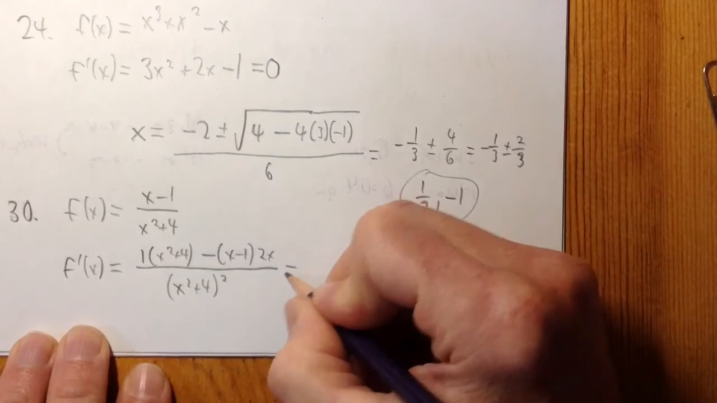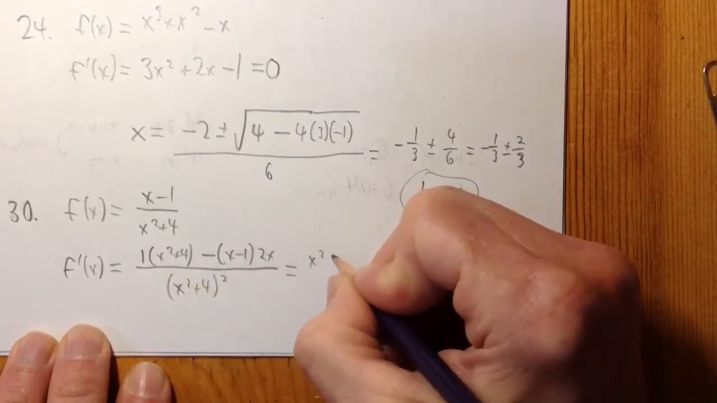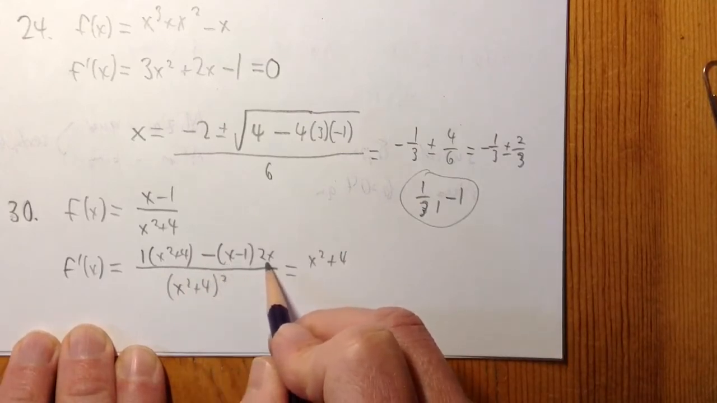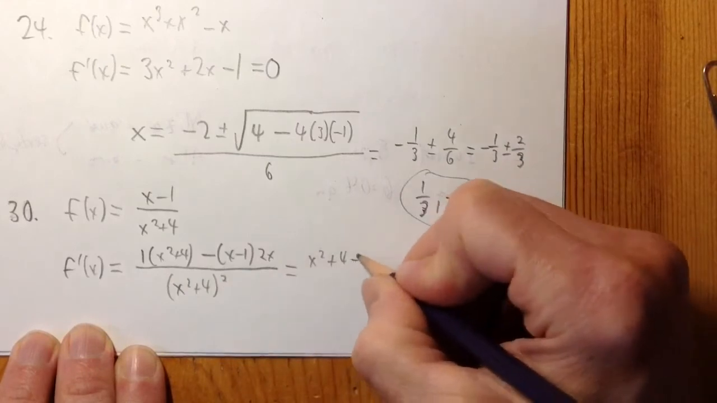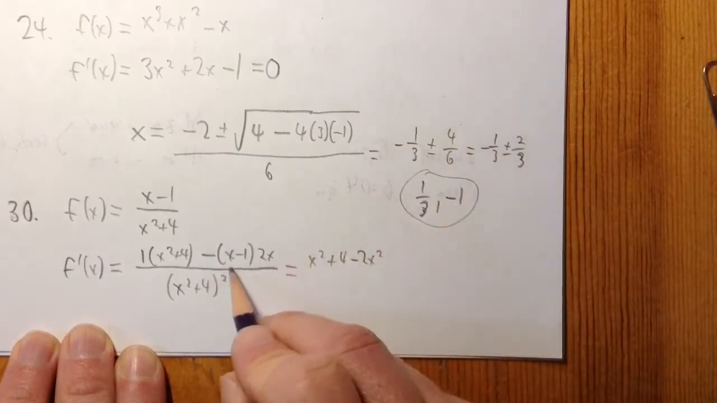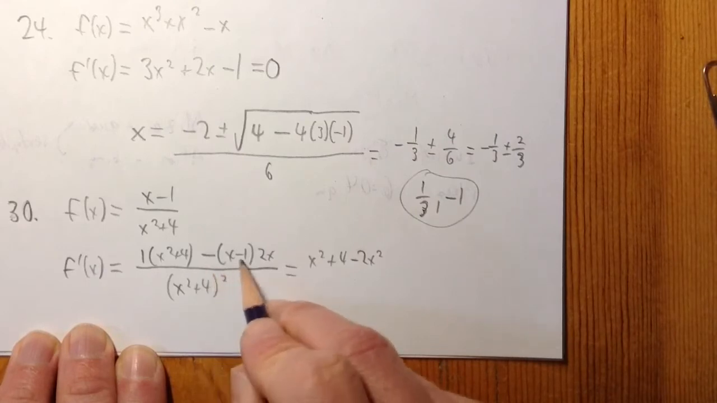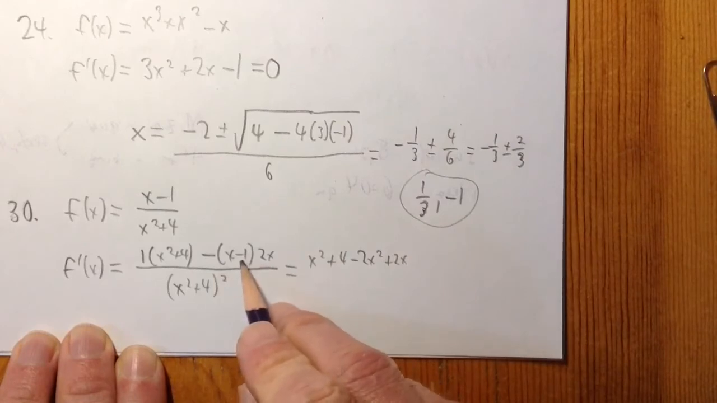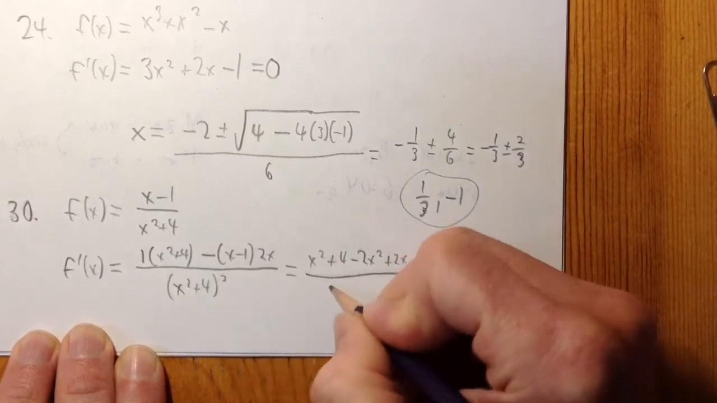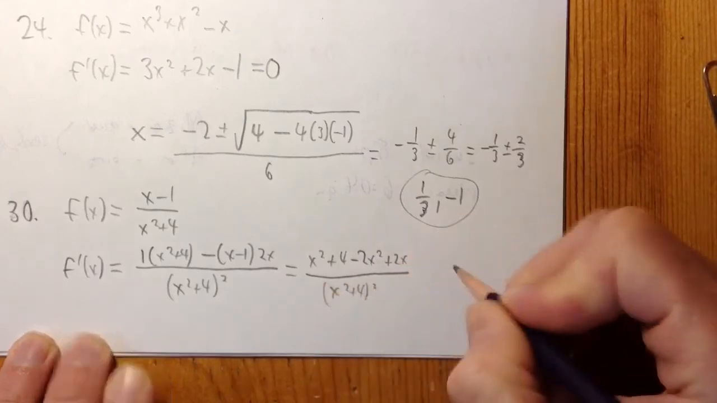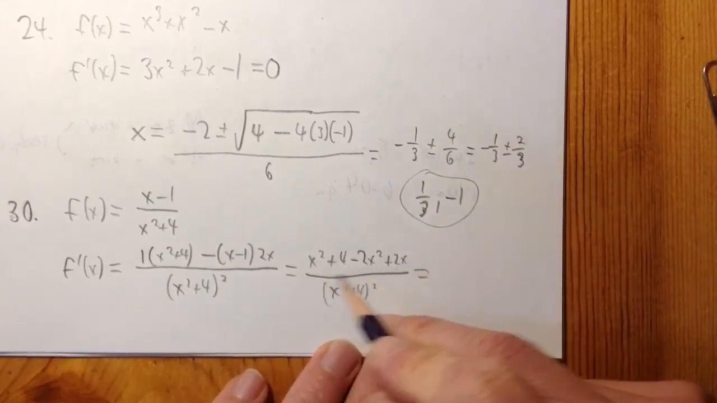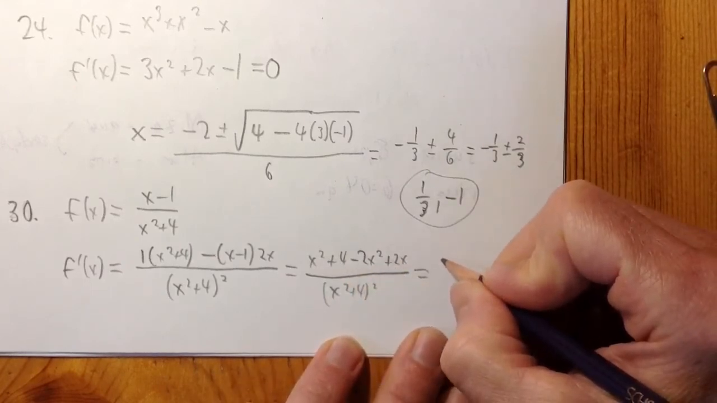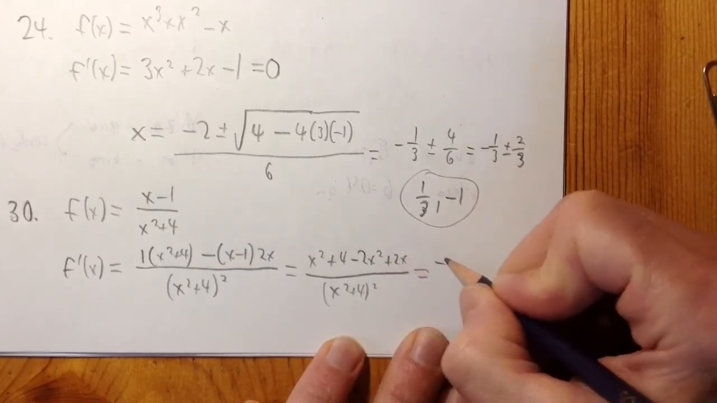squared. Let's simplify the top here. That's x squared plus 4 here, minus 2x times x, which is minus 2x squared. And then minus times minus is plus 2x. Minus 2x times negative 1 is plus 2x. Yep, that's right. Divided by x squared plus 4 squared. Okay, one more simplification here. Negative x squared, plus 2x, plus 4.